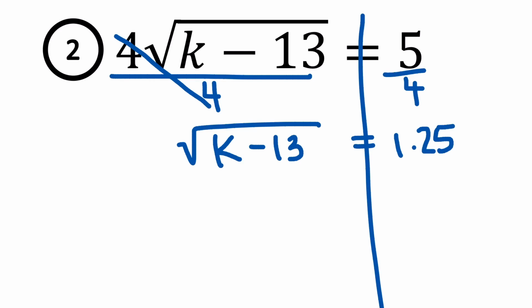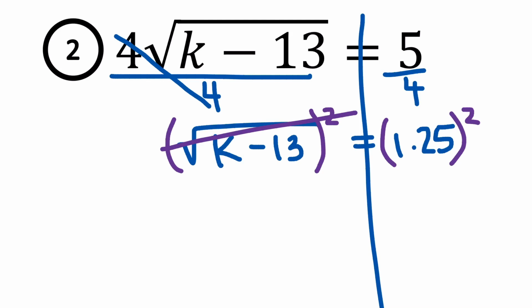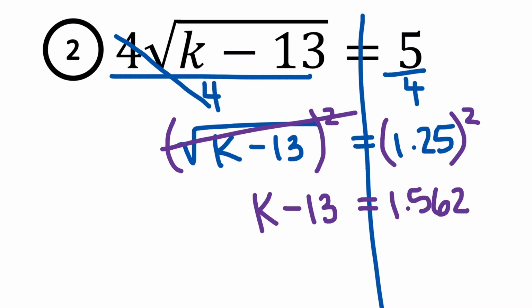And now when I look at my square root, there is nothing left on the outside of that square root. There's nothing behind it, nor nothing in front of it. So now I can cancel out my square root by using squared. So I will draw my parentheses, and I will square both sides of the equation. A square root and a square will cancel. K minus 13 comes down. And 1.25 squared makes 1.5625.